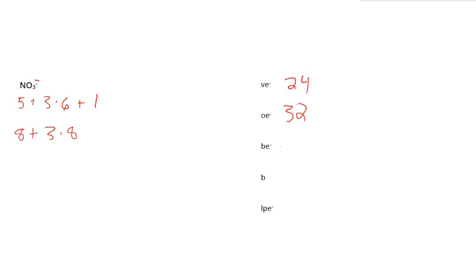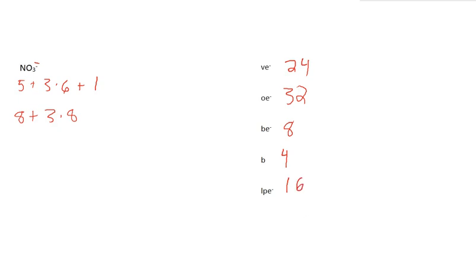To find the bonding electrons, you subtract the valence electrons from the octet, so 32 minus 24 is going to give you 8. Electrons are always shared in pairs, so half of that is 4. And what's going to be left over when we're done bonding? Well, we started with 24, used 8 of those to bond, so that gives us 24 minus 8, 16 left to distribute.